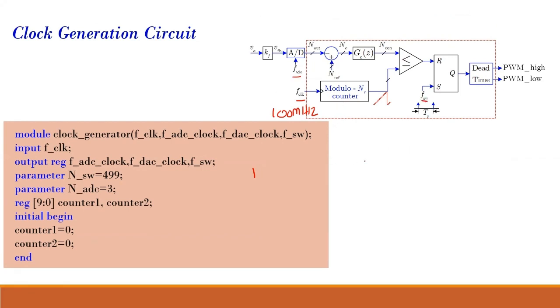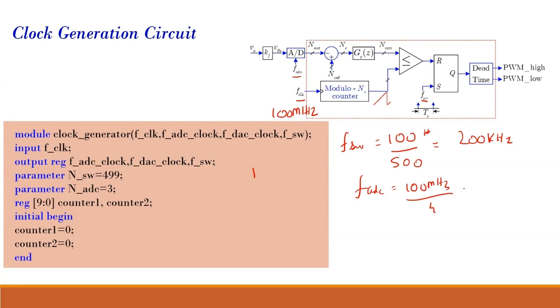So what we want to do, my switching period, if you see, my switching period will be 100 upon 500. That comes out to be 200 kilohertz. Okay, this is 100 megahertz divided by 500, so it comes out to be 200 kilohertz. Similarly, my FADC is 100 megahertz divided by 4. So that comes out to be 25 megahertz.